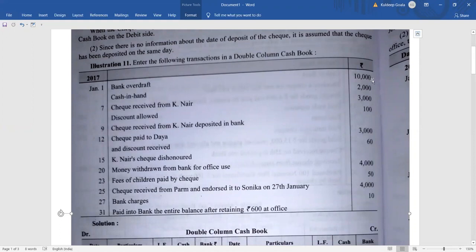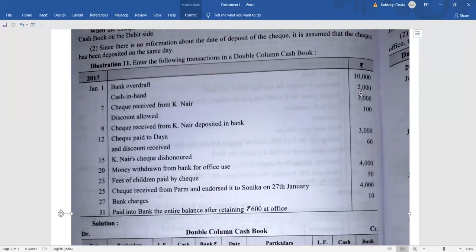Try to understand. In the previous classes I have already explained to you what the format of a cash book is, why we call it single column, and why we call it double column. So those things are clear, I guess. If it is not clear, please watch those videos that have already been given to you.